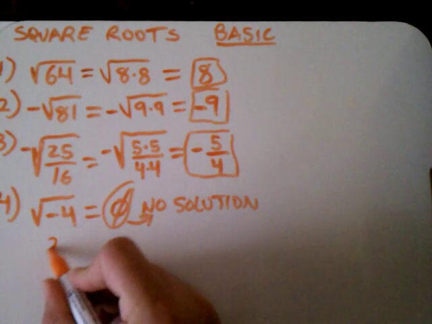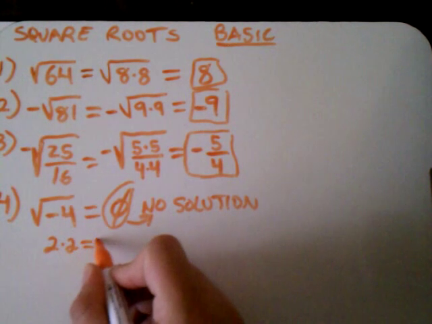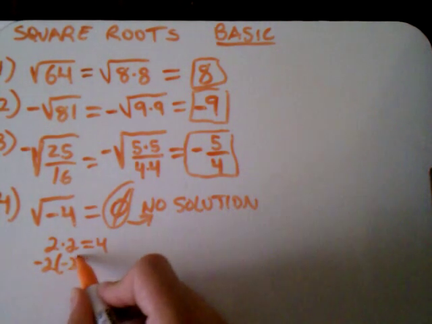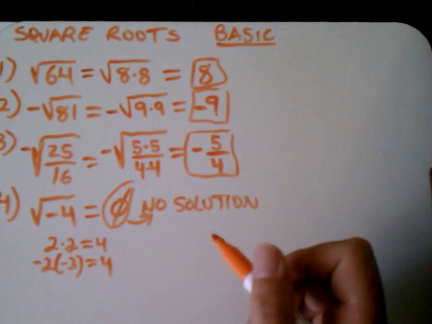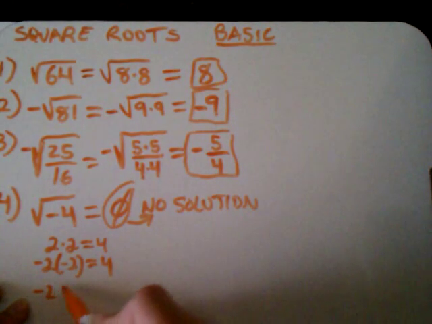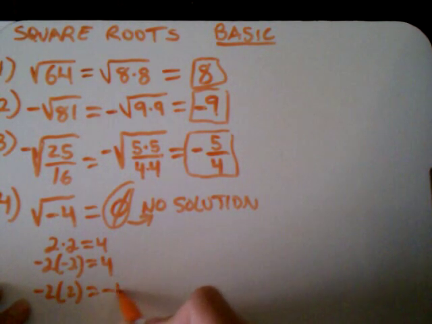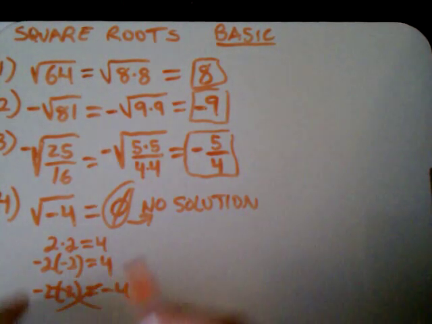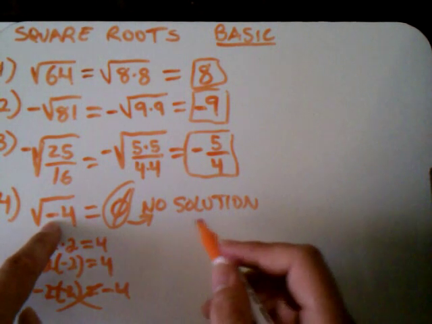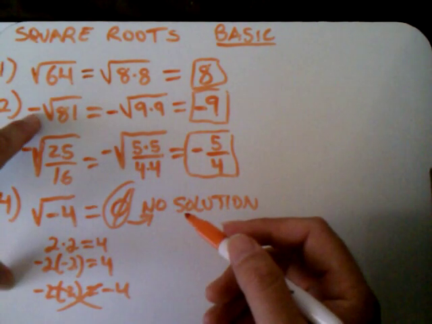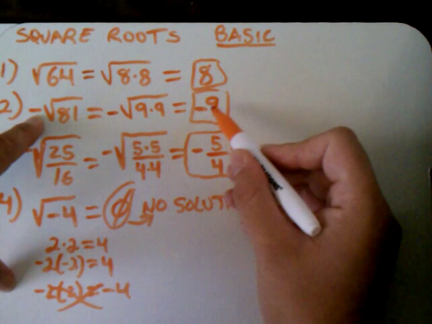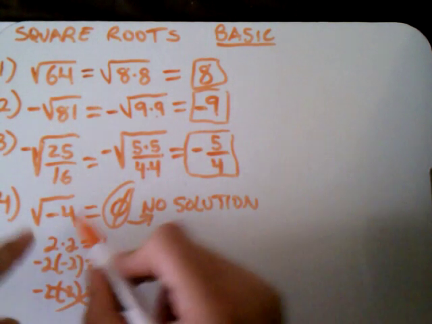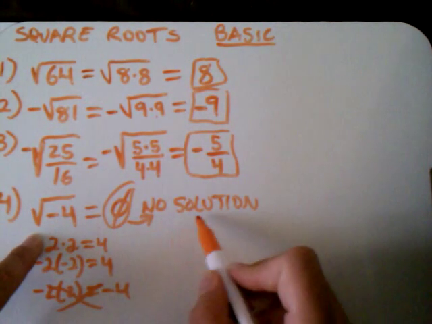Why? Because if I multiply 2 times 2, I get 4. If I multiply negative 2 times negative 2, I get 4. If I multiply negative 2 times 2, I do get negative 4. But negative 2 and 2, they're not the same number, okay? So this cannot be done. You have to remember, if you have the negative outside, yes, it can be done. You just find whatever you have inside, and then just write the negative. If the negative is inside, no solution.